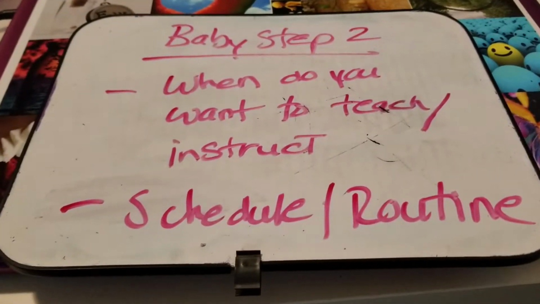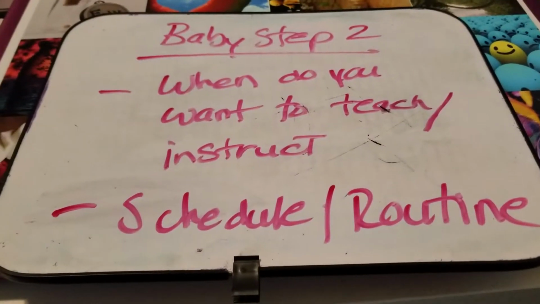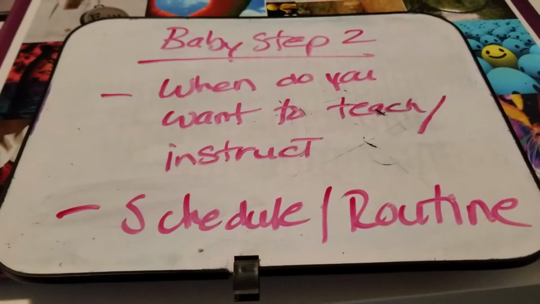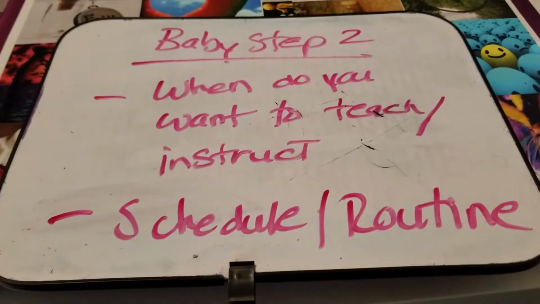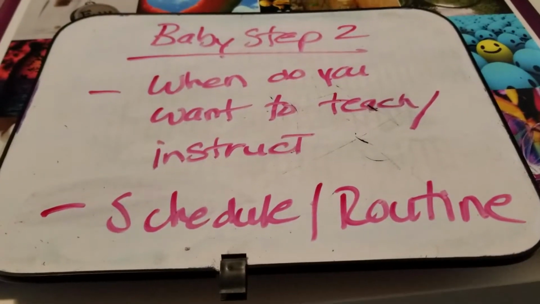So take a moment, think about that. And again, it's not a race. If it takes you a few days to compile that information, do that. Talk to the child, talk to the spouse or relative or anyone who is helping you down this homeschool journey. So that's baby step number 2.